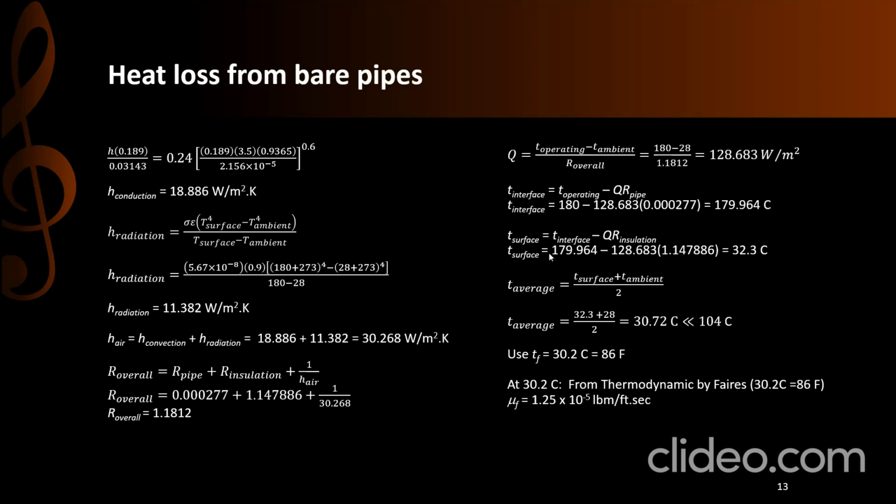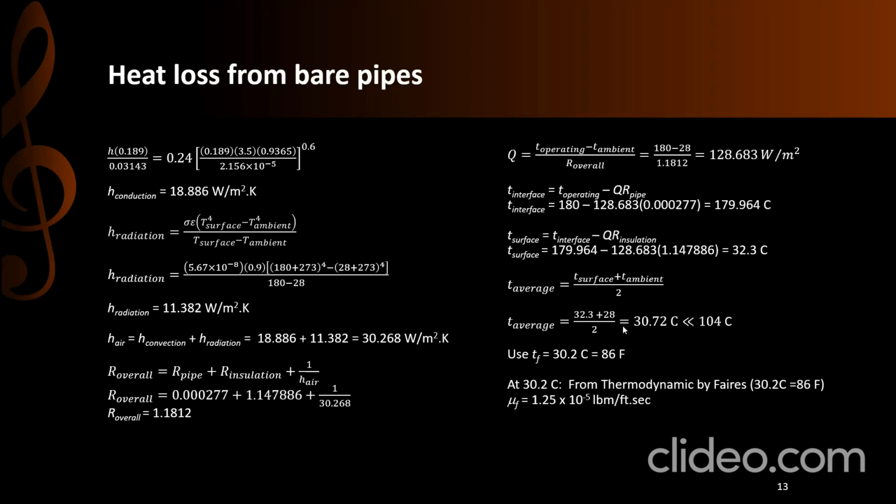Then sa surface temperature is T interface minus Q R insulation. Diba sa labas ng pipe insulation. So T surface now is 179.964 minus 128.683 times 1.147886 is 32.3 C. So ito yung estimated na magiging temperature mo doon. So the average temperature is T surface plus T ambient divided by 2 is 32.3 plus 28 over 2 is equal to 30.72 C, which is very much less than 104 C. Yung na-assume natin.